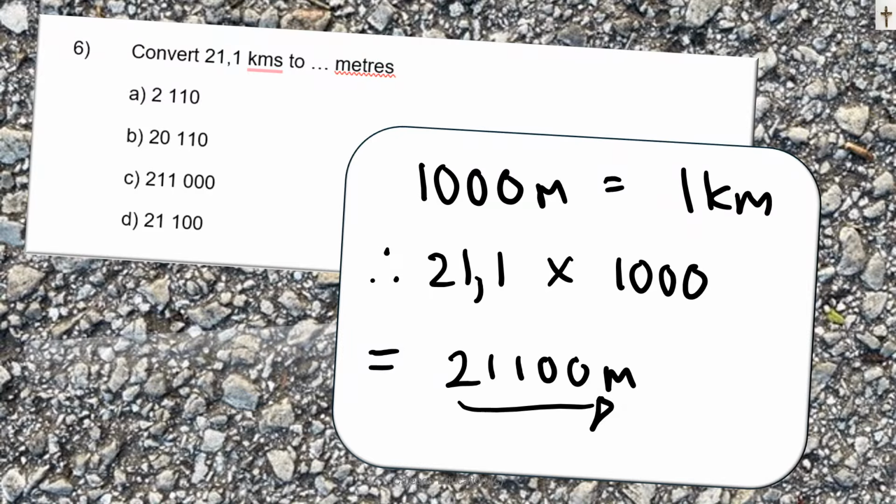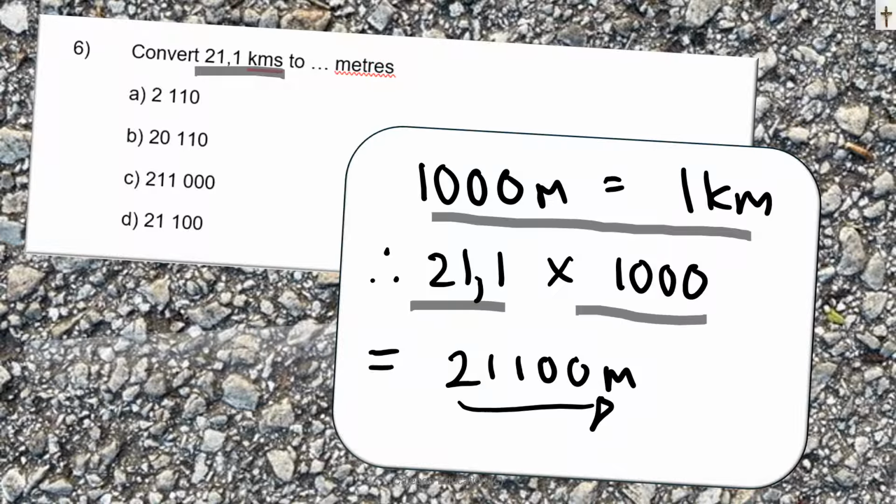Next one, convert 21.1 kilometers to meters. There are 1,000 meters in a kilometer. We take the kilometers and multiply by 1,000 in order to get the meters. 21,100 meters, and the answer is D.